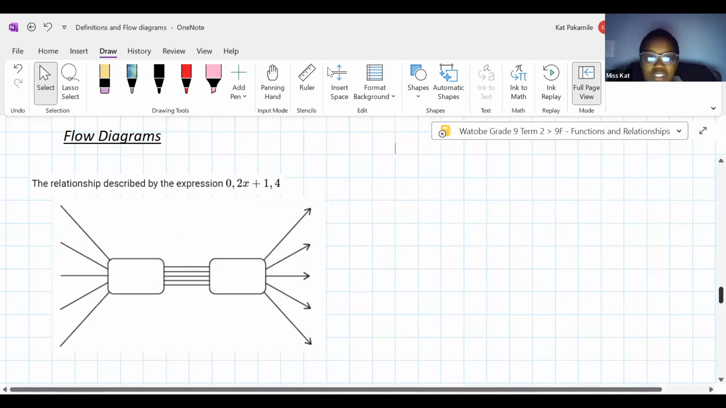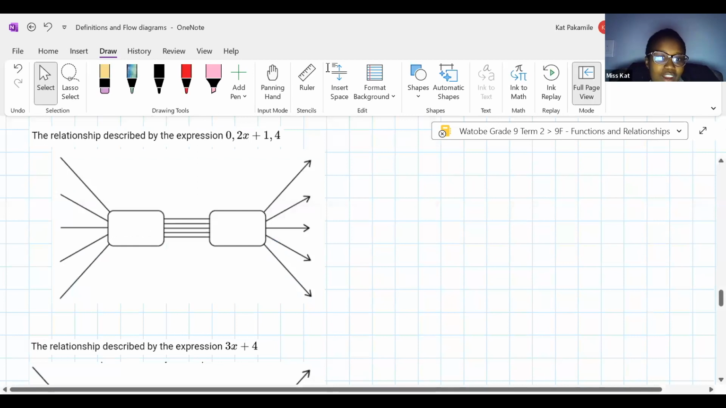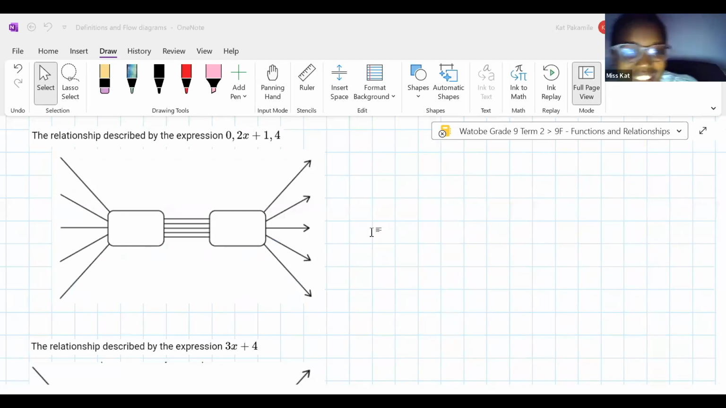Okay, let's do a different view of flow diagrams. I'm kidding, guys. Let's do a different view of flow diagrams, okay? I know you guys all don't like me, it's fine. This time we have to fill in the relationship into those two blocks and then choose our own inputs and outputs, okay? So, 0,2x means what?